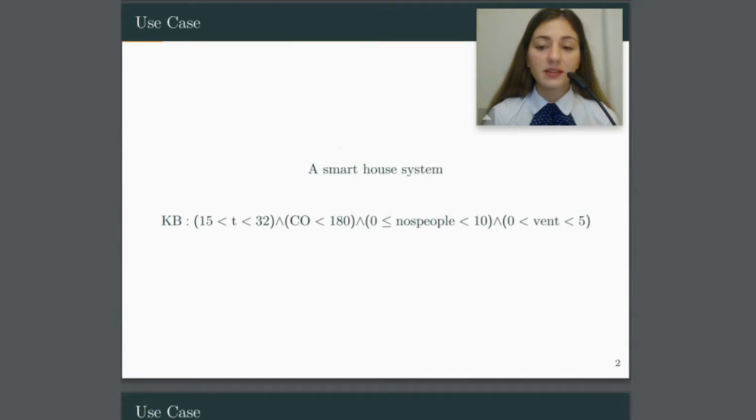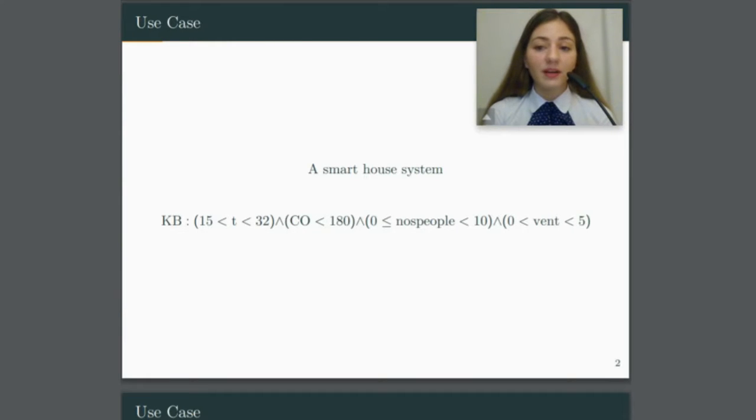We will now present a small example to see how it works. Consider a smart house system which maintains the temperature and ventilation of the rooms at the optimal conditions. The interactive system is capable of answering queries such as whether a particular room is sufficiently ventilated or not.